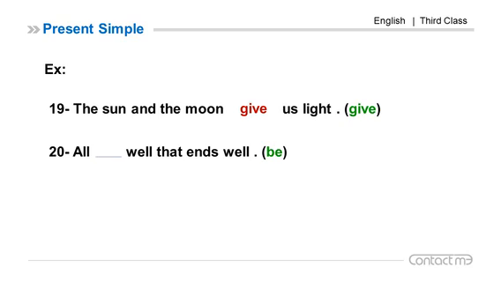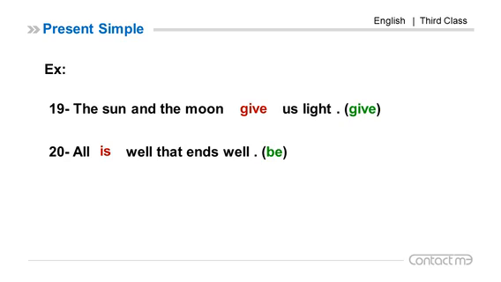12. All be well that ends well. All here is singular. All is well that ends well. But all, if it is followed by a plural noun, the verb should also be plural. For example, all the boys are ready.